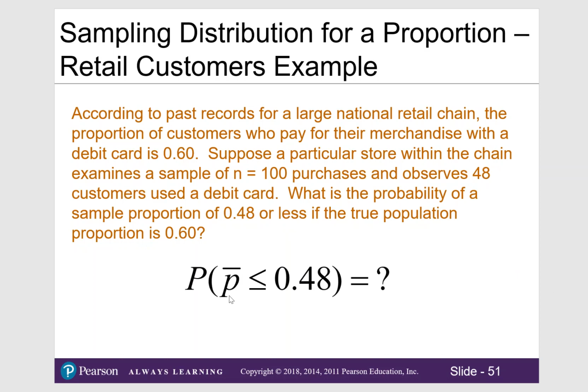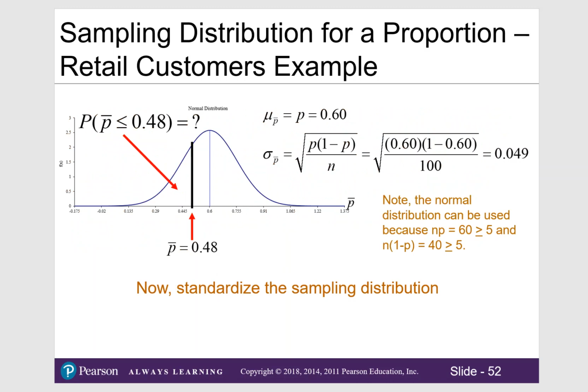So, the probability that my sample proportion is less than or equal to 0.48. It's 0.48 because 48 out of 100 is 0.48. And we're using 0.6 as our original population. Here is a graph of the distribution. Notice the mean is 0.6, and there's my sample proportion. I want this area over here, the stuff less than it.